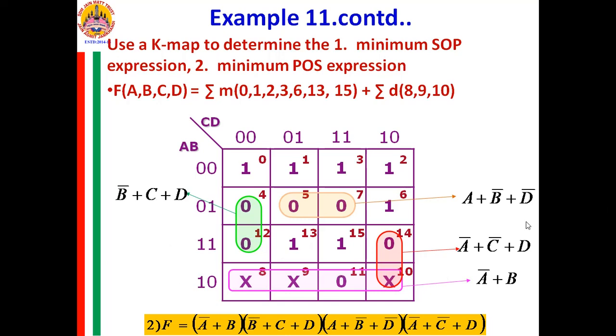So the minimal POS expression is f is equal to (A bar plus B)(B bar plus C plus D)(A plus B bar plus D)(A bar plus C bar plus D). So we shall stop here. You go through this again and again and understand the concept. If you have any doubts, you can ask the queries in the next class.